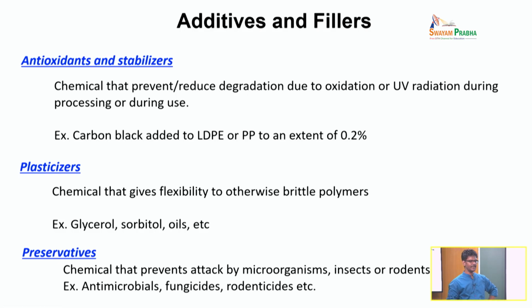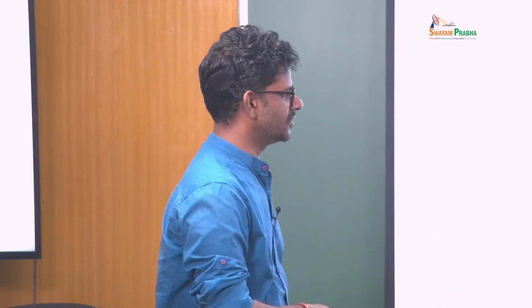Then we have something called preservatives. If you make a biodegradable-based polymer, for example a starch based polymer, you will see that after some time fungus will grow, a microorganism will grow. So sometimes you want to add an antimicrobial agent to prevent growth of microorganisms. Sometimes you want rodent resistance or insecticides. So typically you add antimicrobials, fungicides, rodenticides to preserve the intactness of the polymer.